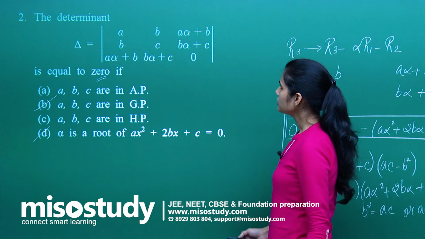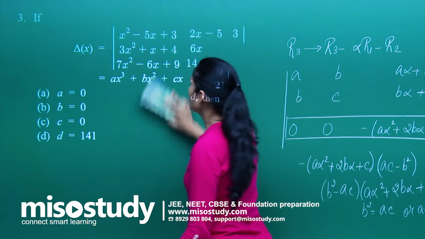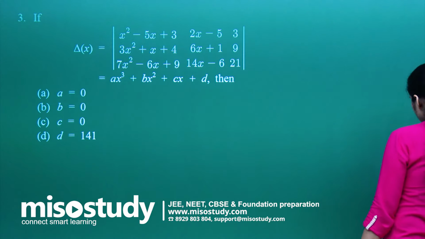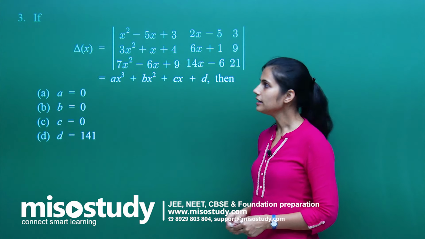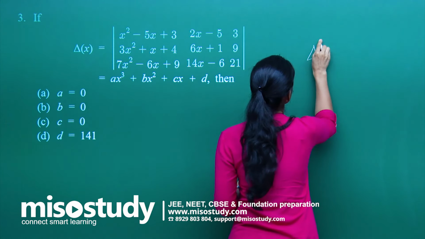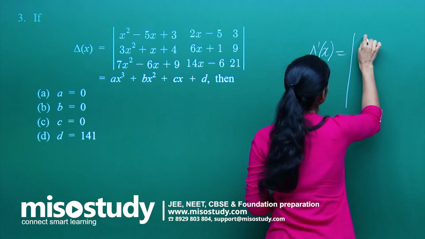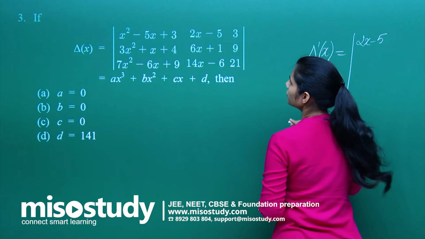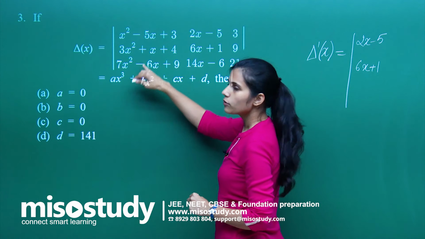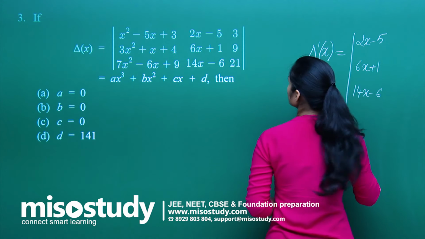Okay. Next question says what? If delta x is this, then talk about the value of a, b, c, d. Okay. So delta x is given to be a cubic polynomial to us basically. Now over here if I want to talk about the values of a, b, c and d, I am going to be interested in delta dash x. What would this be? 2x minus 5. Then you have 6x plus 1. I am differentiating every term on the first column. 14x minus 6. Rest two columns remain the same.